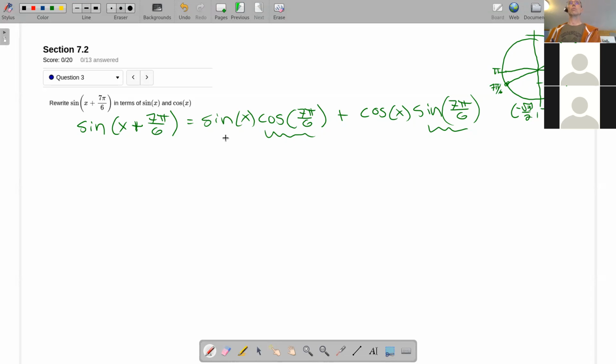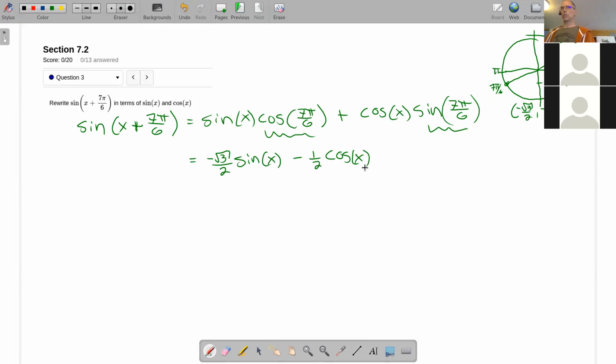So I can clean this up some more. Cosine is negative square root of 3 over 2. So I would rewrite this as negative square root of 3 over 2 times the sine of x. And then the sine is also negative, but 1/2. So I'm going to get a minus 1/2 cosine of x.